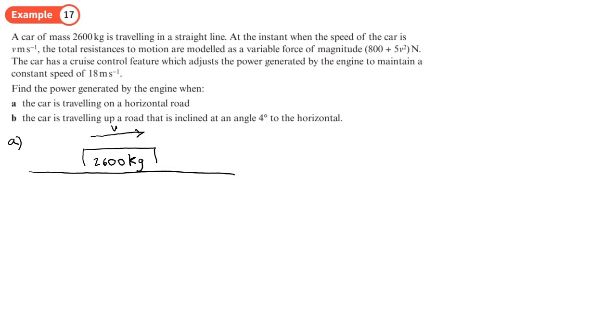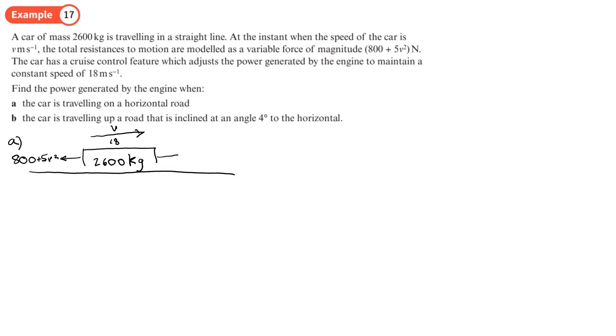Total resistance is a variable frictional force, which is actually 800 plus 5v squared. So as the velocity increases, the frictional forces increase. The car has a cruise control feature which adjusts the power generated by the engine to maintain a constant speed of 18. So in part A it's travelling at 18. Okay, find the power generated by the engine when the car is travelling on a horizontal road.